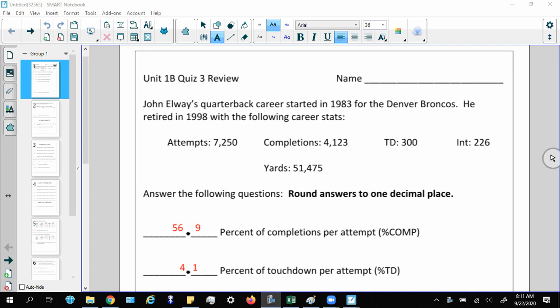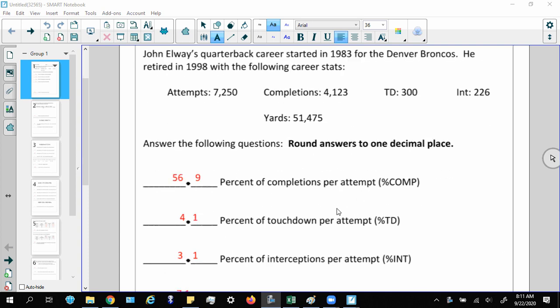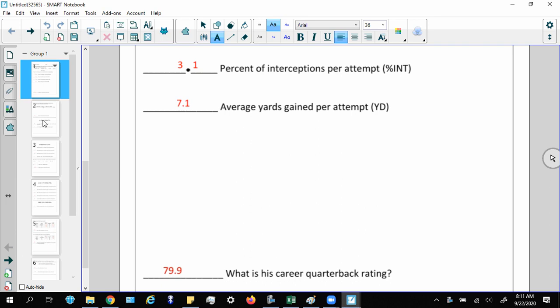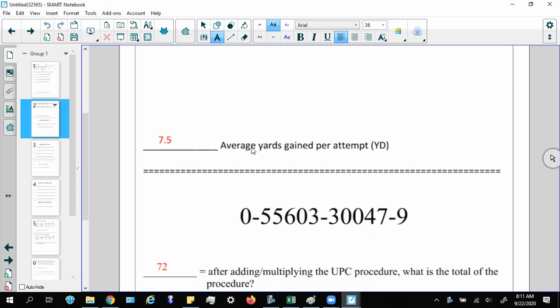All right, in this video, we're going to go over the Unit 1B Quiz 3 review. The one thing I just noticed, and that is the very first question, John Elway, we have not gone over this yet, so we are going to go ahead and skip the first two questions and go to the first question that we have done, which is this one right here.